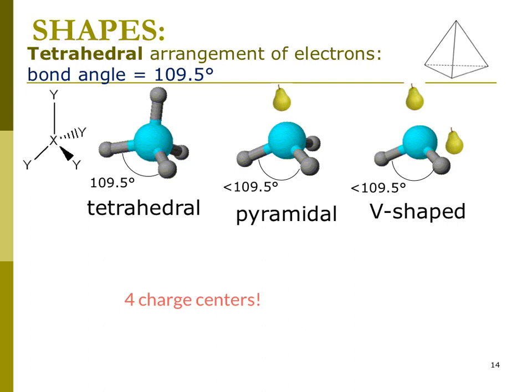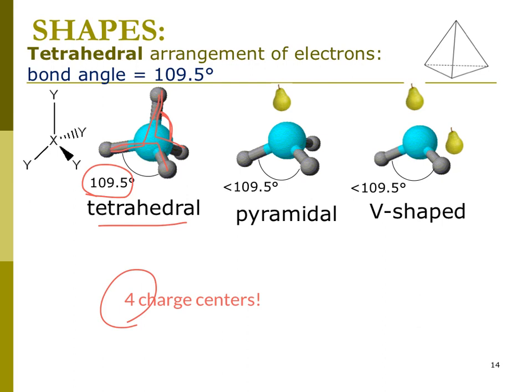Now let's look at our options when we have four charge centers. The basis for this is the tetrahedral shape, which would have bond angles of 109.5 degrees. All of the atoms in the tetrahedral shape are connected with bonded electrons. So we have all bonded interactions, bond-to-bond electrons that would evenly repel each other. So we have a uniform bond angle of 109.5 degrees.